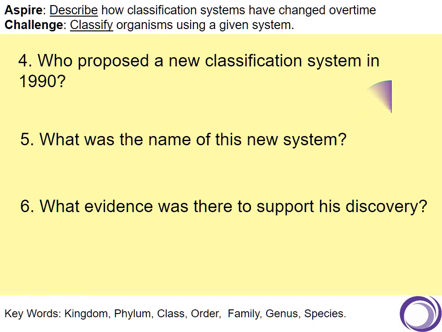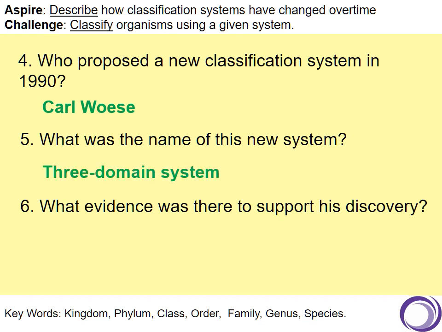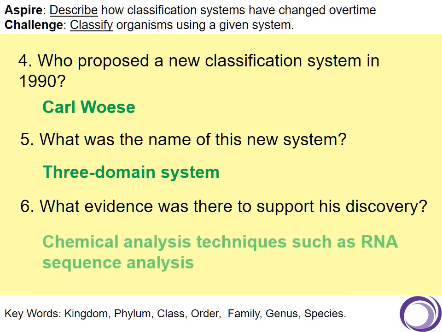Okay, so this time we're talking about Karl Woese. And you know that as soon as you see 1990 or more recently, it's not talking about Carl Linnaeus, it's talking now about Karl Woese. The new system was a three-domain system, and this time, because it was more recently, the evidence was this chemical analysis techniques such as RNA sequence analysis. So again, if you pause the video, you can use those second block of three questions to complete your notes for this lesson.